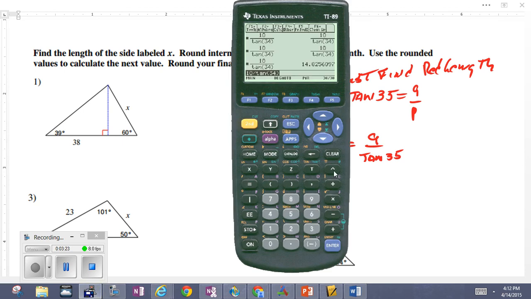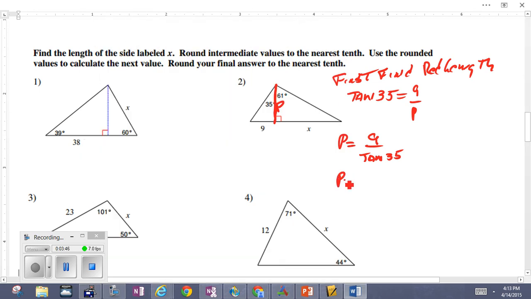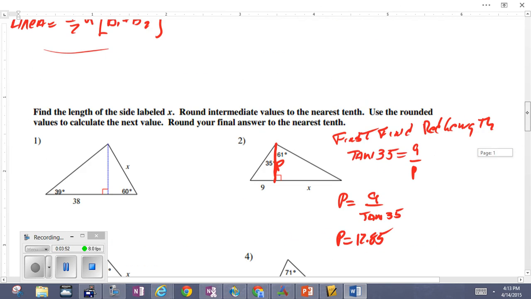So 9 divided by the tangent, let's go second, tan 35, and figure out what that is, a decimal value, is 12.85. So let's put that down and see where we go with it from there. So p is equal to 12.85. I think that's what it said, right? Okay, now let's get back to that problem.